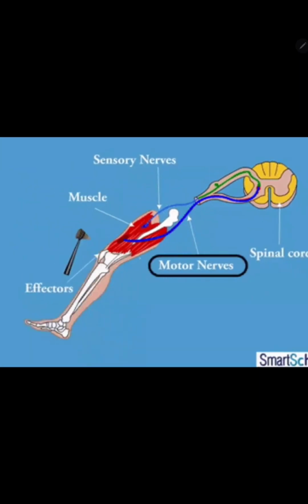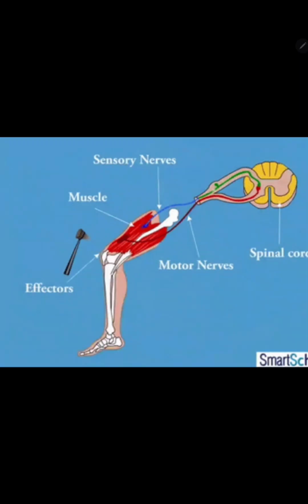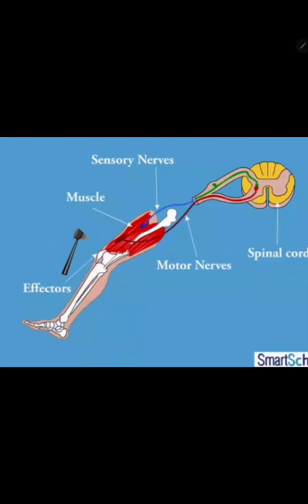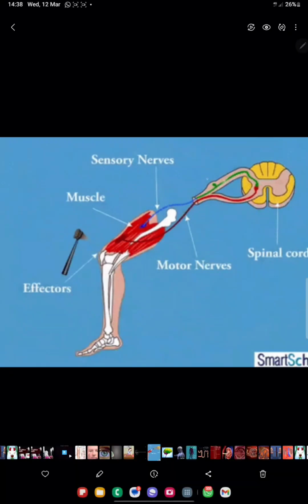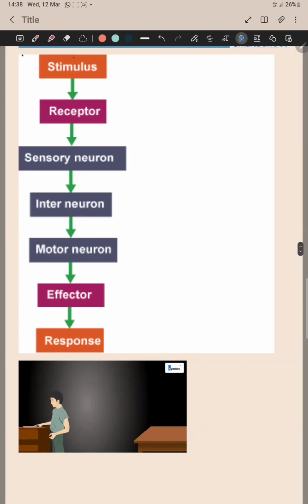When you are doing a reflex action, the sensory stimulus is perceived by the receptor and carried by the sensory neurons to the spinal cord. Inside the spinal cord there is an interneuron. This interneuron transmits these impulses from the sensory neuron to the motor neuron. And then the motor neuron transmits these impulses to the effectors to do the response. This is the pathway of the reflex arc.